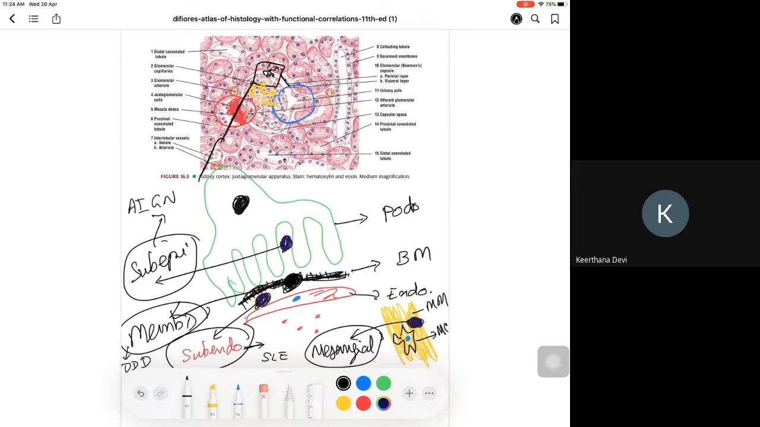Okay, previously known as post-streptococcal glomerulonephritis, then it became post-infectious glomerulonephritis. But now we are not using both these terminologies. We are using the term AIGN. Okay, AIGN classically produces subepithelial deposits. And mesangial deposit, the best known example is IgA disease.